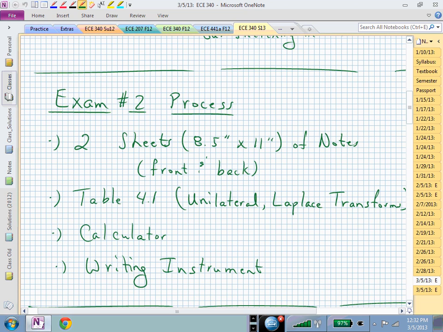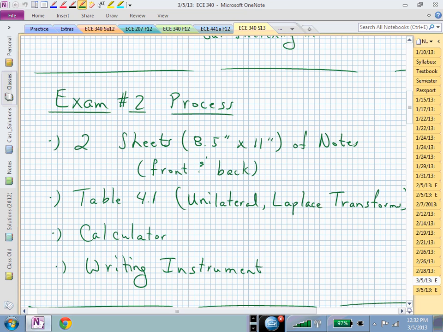The process for exam 2: 2 sheets of notes, front and back of an 8.5 by 11 inch piece of paper. If you want the Laplace transform tables, bring that with you. That won't be furnished, but you will be allowed to have that as a third piece of paper on your desk. That's table 4.1. Those are the one-sided Laplace transforms. That's what we're assuming here, that t equals 0 is where we start, and then we go for non-negative values of time. That's what's called the unilateral Laplace transform. You can bring a calculator and something to write with.